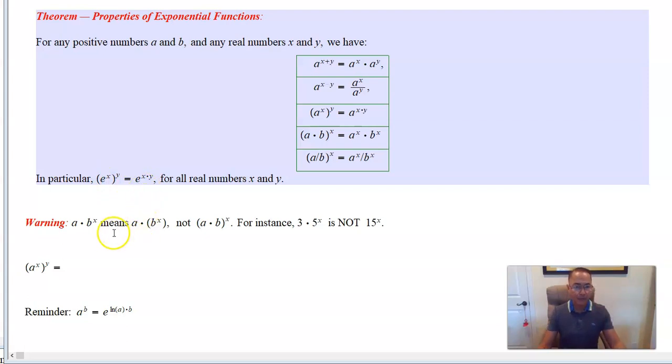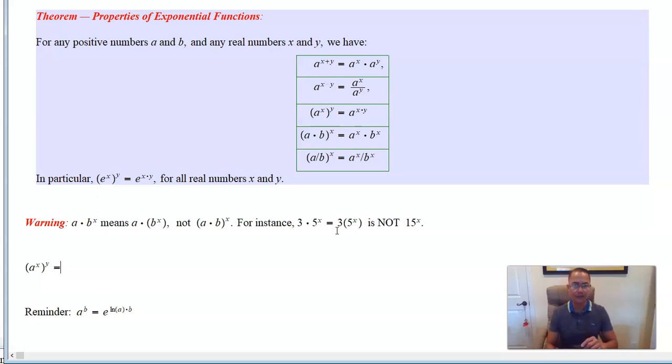We also want to warn you that if you see an exponential expression like this with a coefficient, it means that you're multiplying a to the expression b to the x. It's not a times b to the x. So if you see 3 times 5 to the x, you don't get 15 to the x. This simply means, if you want to be explicit about it, 3 times 5 to the x.